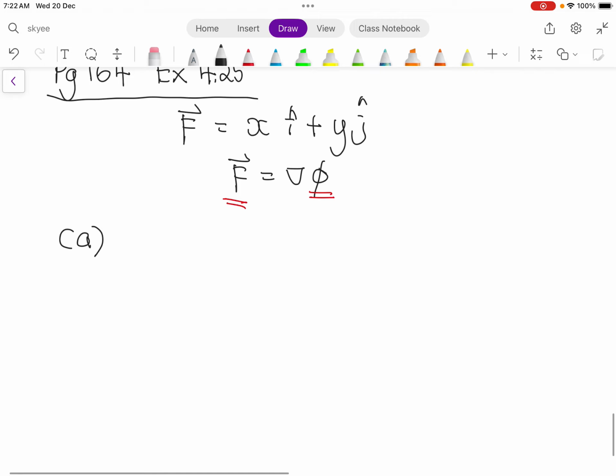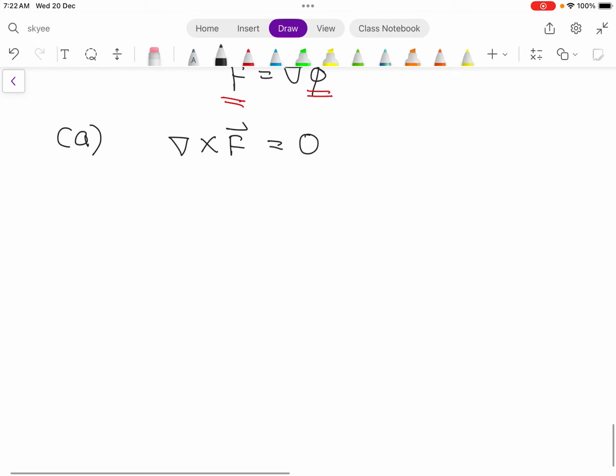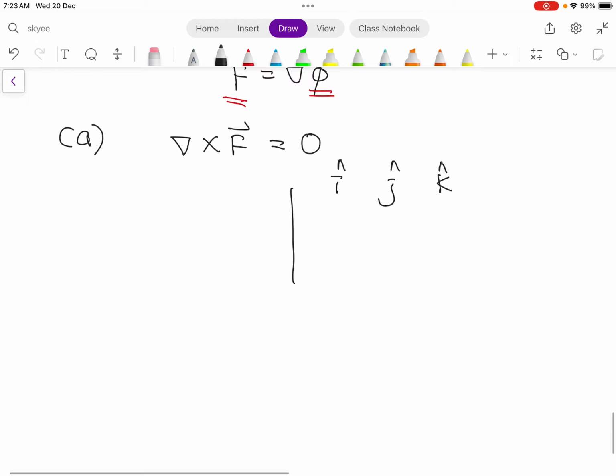The curl of a vector. When we perform the curl of the vector, we must make sure that it shows it is 0, so that we can prove that it is conservative. So how to do it? You have to use this matrix, right? If you prefer, I write in this way. Do you remember what the curl is? So curl is this one, right?